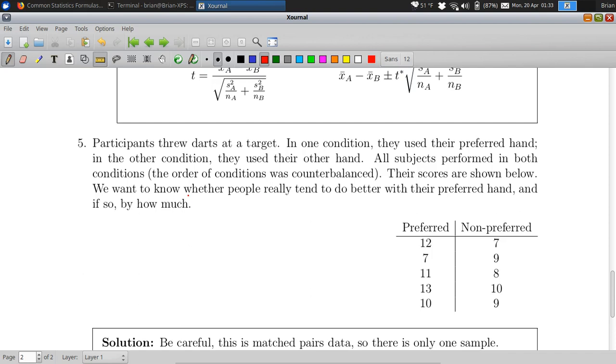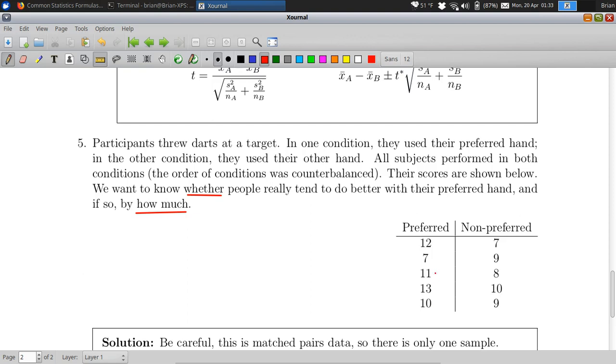So first of all, the question of whether they do better, that's yes or no. So I guess that'll be a hypothesis test question. And then the follow-up, how much better do they do, that's going to be a confidence interval. So we're going to do both again. Now, which kind of hypothesis test and confidence interval do we want to do? Well, the data here you can clearly see are numbers. They're scores on the, playing darts.